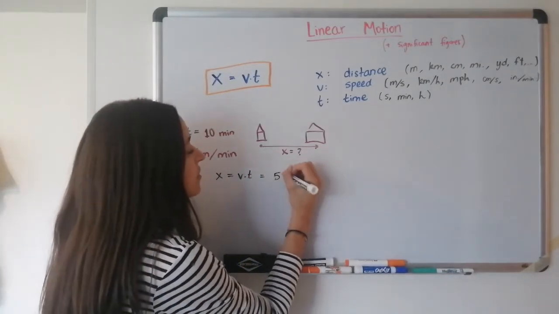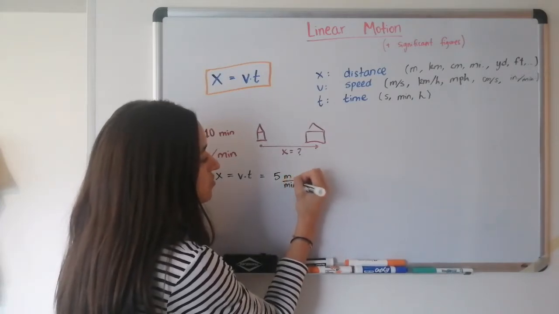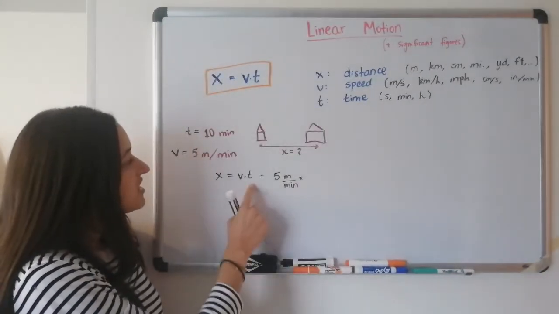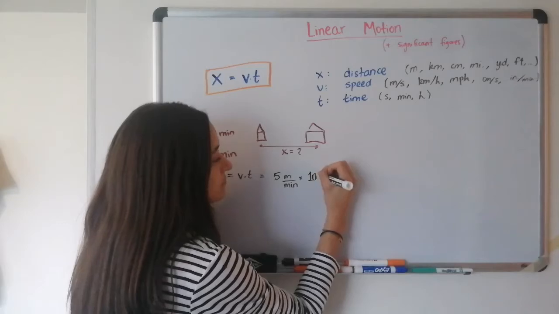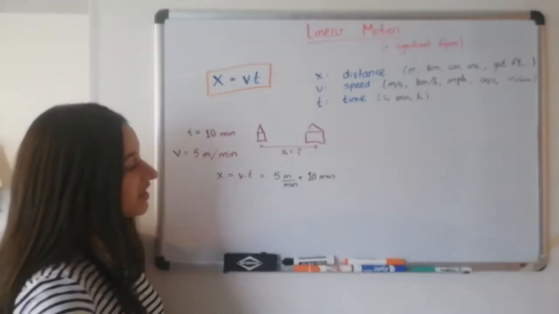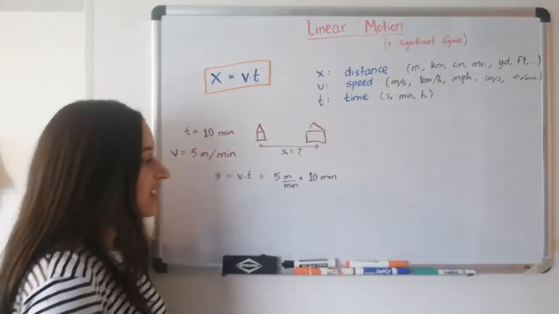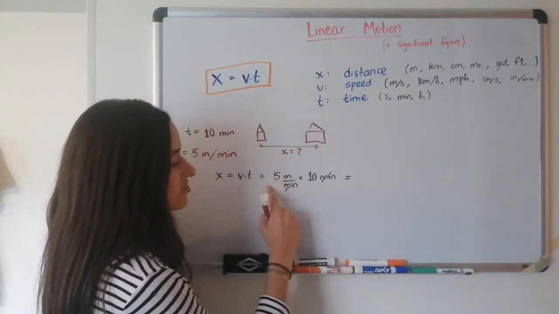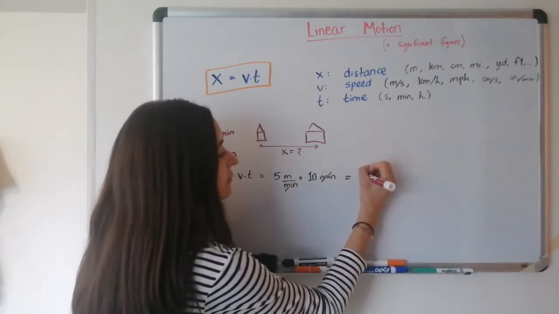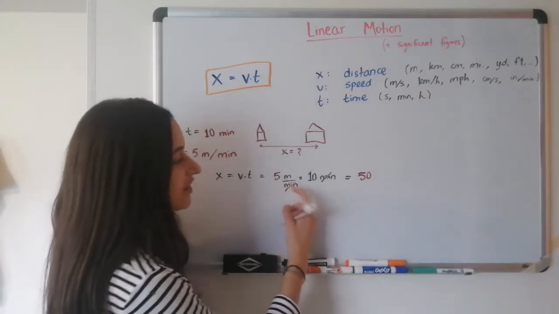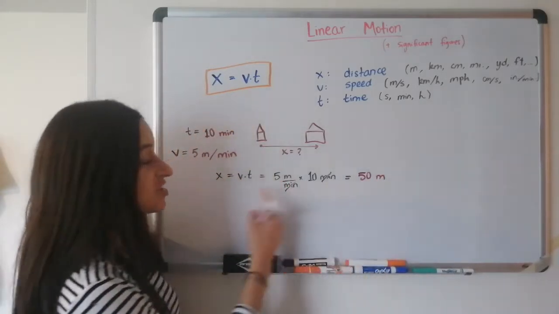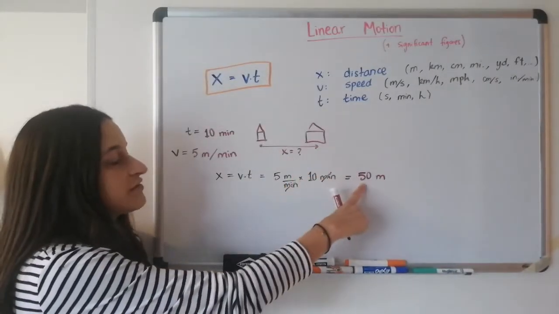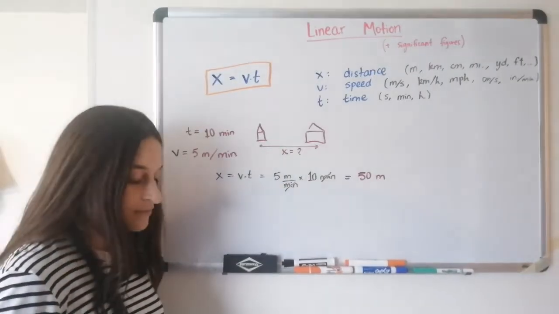So v is 5 meters per minute. And remember, we can use the dimensional analysis that we learned last class, times t, which is 10 minutes. So here we can now see that minutes and minutes are going to cancel out. Minutes cancels with minutes, and our answer is 5 times 10, which is 50. The only unit that we have left is meters, which is correct because meters is a unit of distance. So that gives us our answer. The store is 50 meters away from the girl's house.